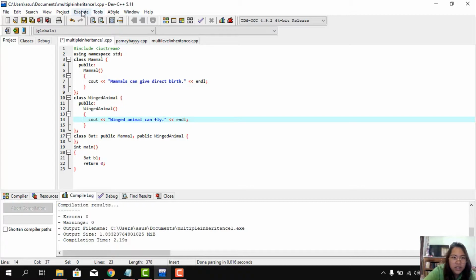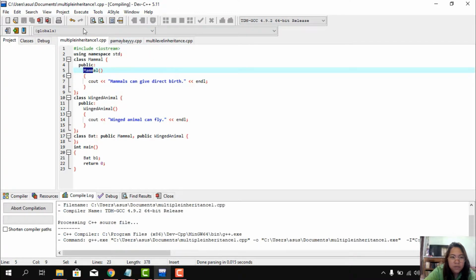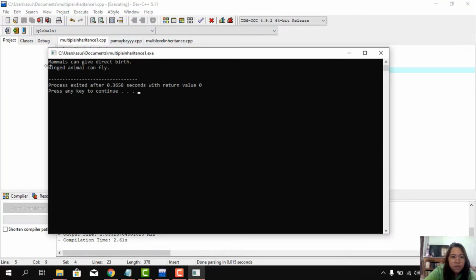So guys, the bat class is derived from public mammal and public wing animal. So let's compile it and run. Mammals can give direct birth and wing animals can fly. So guys, that is multiple inheritance.